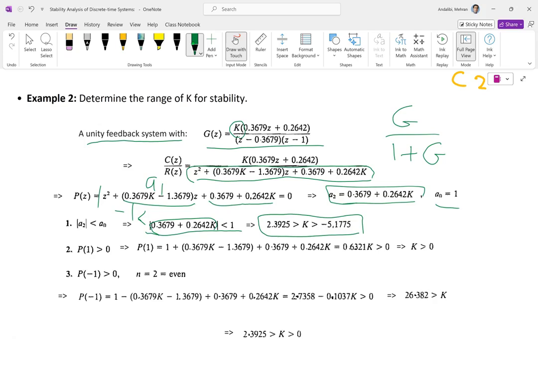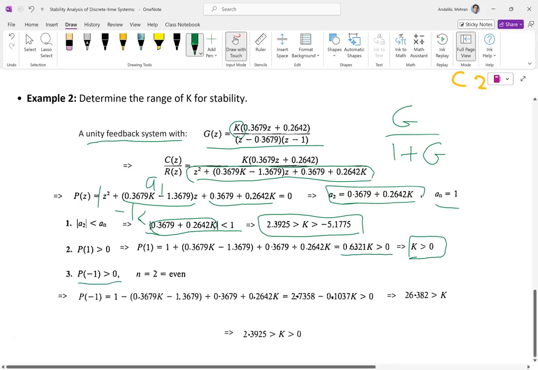Then you go to the second condition. P at 1 should be positive. So you plug in 1 there, and it is going to be this number. If this is positive, it means K has to be positive. So this is your second condition. And finally, the third condition is P at negative 1 should also be positive, because n is 2 in this case. You plug in negative 1, you get this guy. That should be positive, which means K should be less than 26.